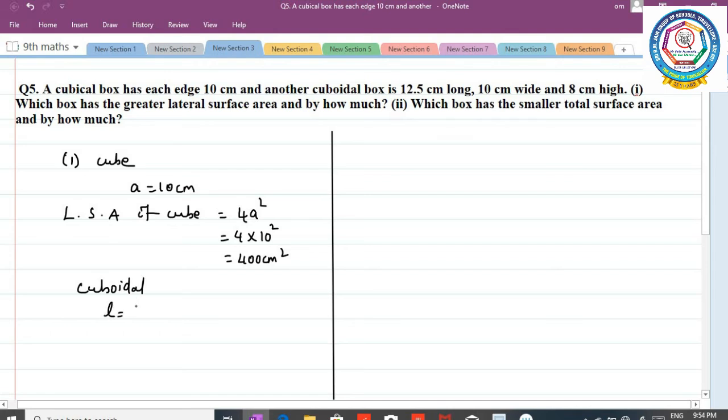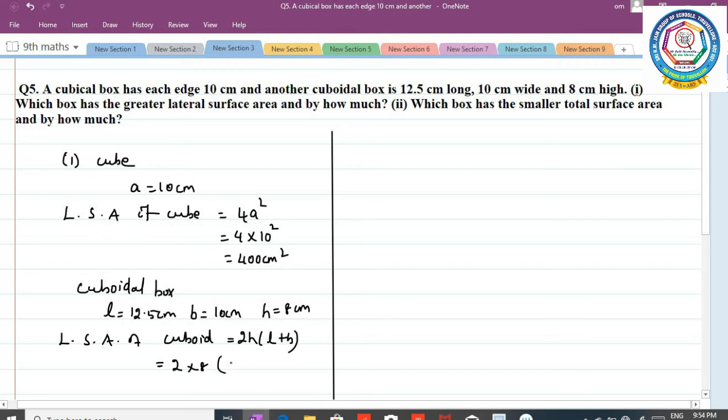So L is equal to, cuboidal box, L is equal to 12.5 centimeter. Then breadth B is equal to 10 centimeter. Then height is equal to 8 centimeter. Lateral surface area of cuboid is 2H into (L plus B). Then 2 into H is 8, L is 12.5, B is 10.